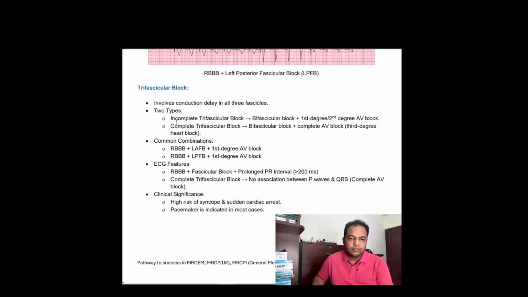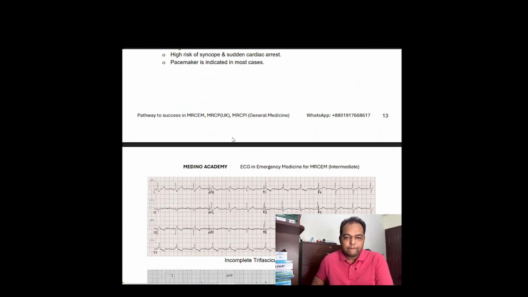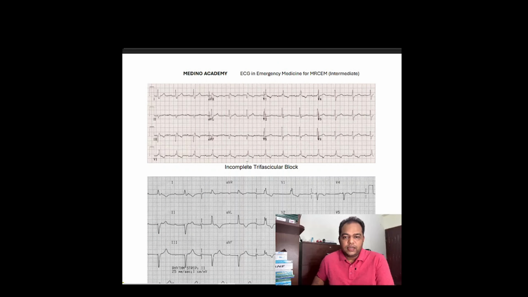Trifascicular block may be incomplete or complete. Incomplete means bifascicular block plus first or second degree AV block. Complete trifascicular block means bifascicular block plus complete AV block, or third degree heart block. We will discuss atrioventricular block later. This is the incomplete trifascicular block.